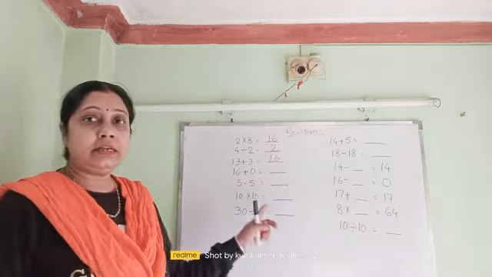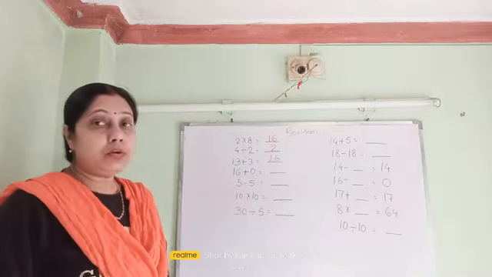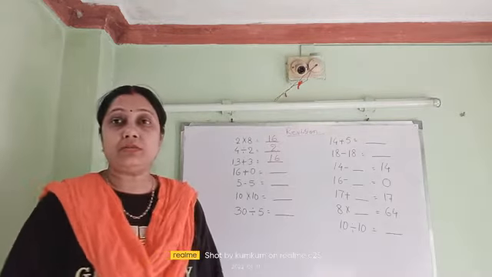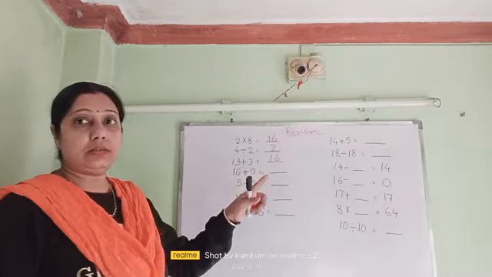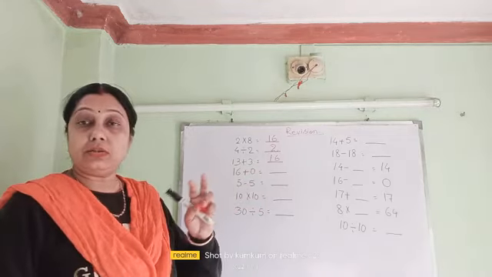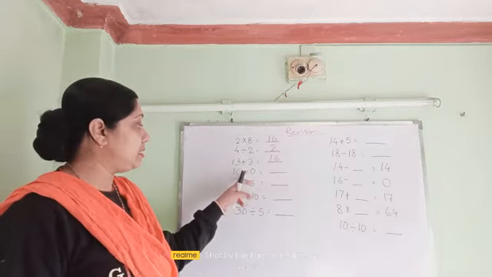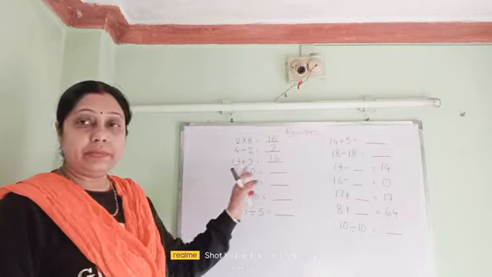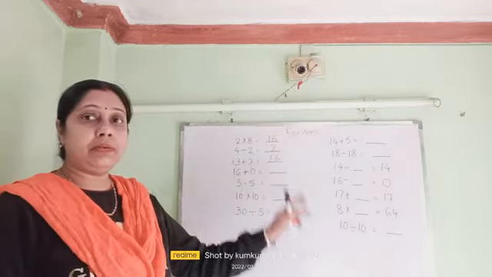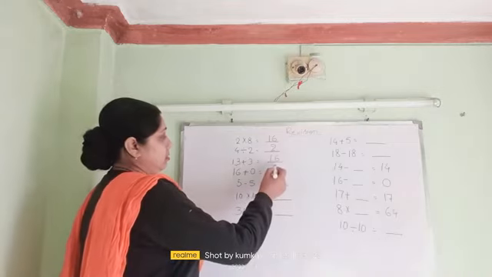Next, 16 plus 0. 0 means nothing. We know, children, 0 means nothing. So after 16 it is given plus 0. So don't make a mistake. 0 means nothing. You have 16 in your hand and you are not adding anything. So what will be your answer? 16 will be your answer, as it is.